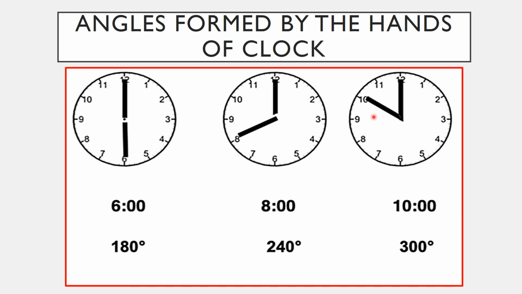Now what is the angle formed here? That is 10 o'clock. At 10 o'clock you can see here the angle formed is 300 degree. Just you can see here this is 180, 180 plus 90. 30 plus 30 is 60, plus 30 is 90. 180 plus 90 is 270. 270 and again 30, so 270 plus 30 is 300. So this angle is of 300 degree, and it is a reflex angle because it is more than 180 but less than 360.